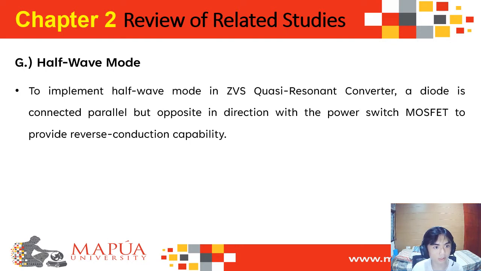So next is the half-wave mode. To implement half-wave mode in ZVS quasi-resonant converter, a diode is connected parallel but opposite in direction with the power switch MOSFET to provide reverse conduction capability.